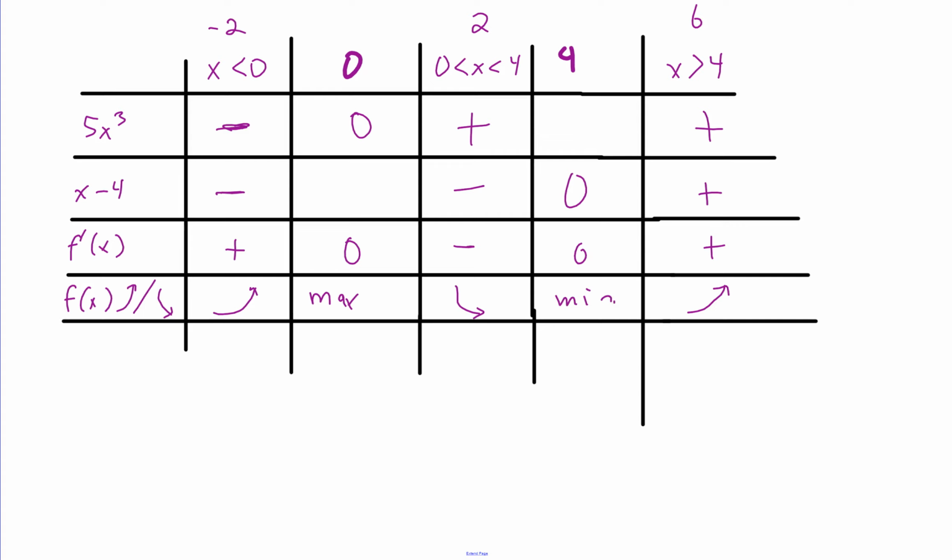So our intervals of increase or decrease are, so of increase, it's when negative infinity to 0. And when else? When x is greater than 4. So 4 to infinity. So that's when it's increasing. And when it's decreasing, we have it between 0 and 4.